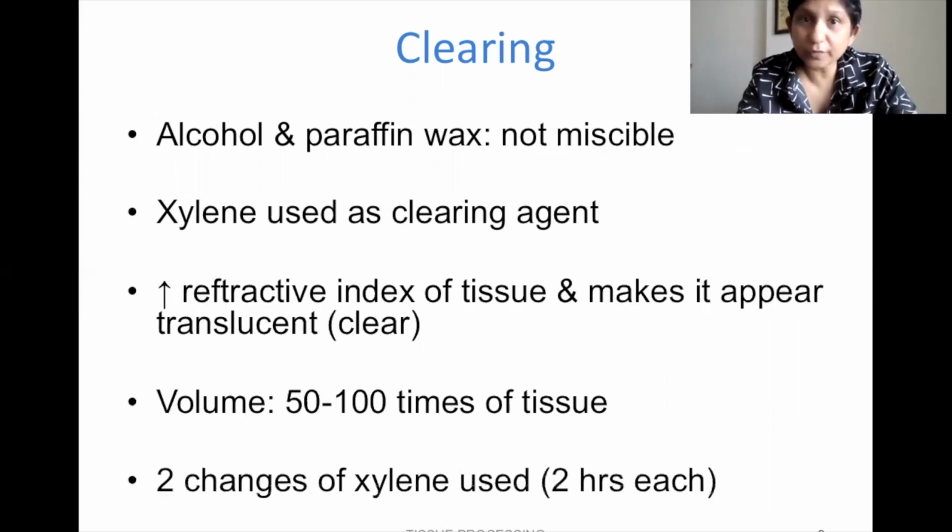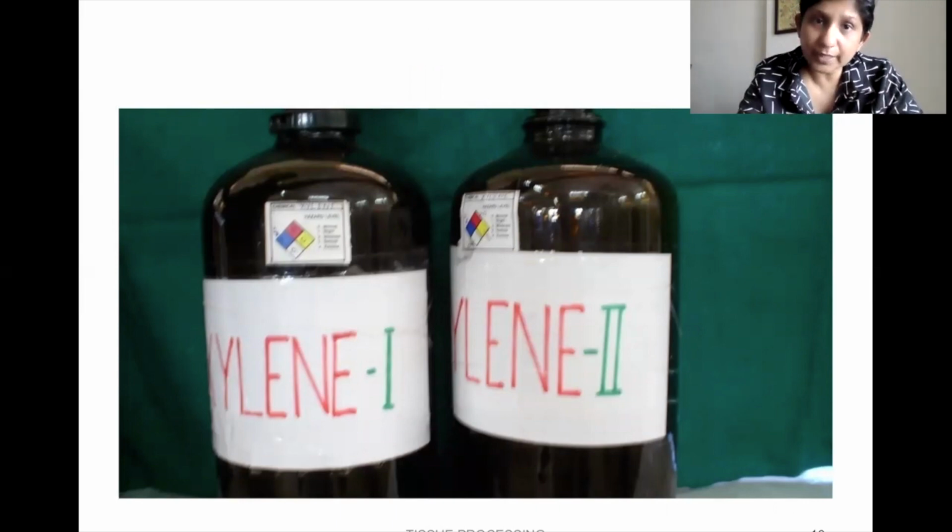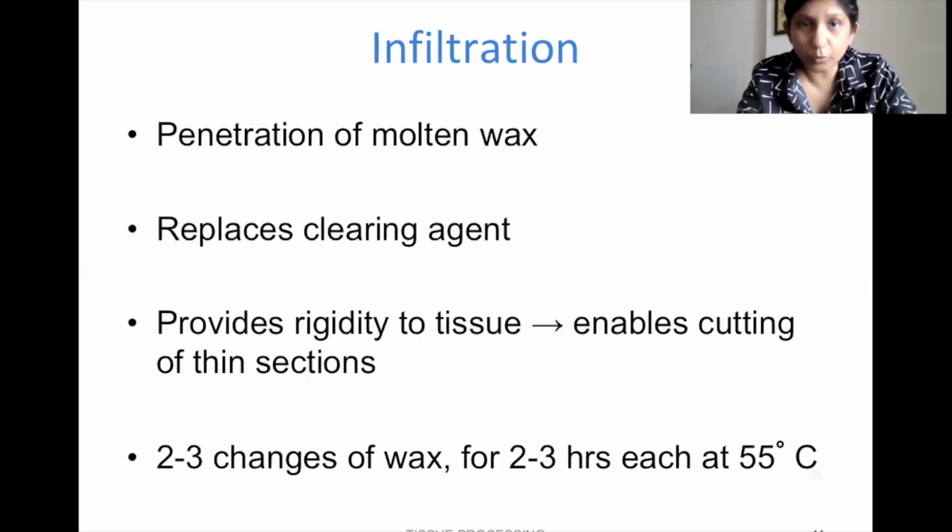So 2 changes of xylene are usually used, and you keep the tissue in xylene for 2 hours each. So that is how you put the xylene bottle labels, again xylene 1 and xylene 2, so that initially you put the tissue into xylene 1 and then you put it into xylene 2.